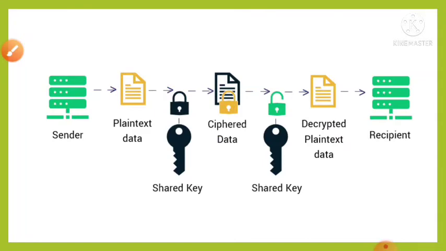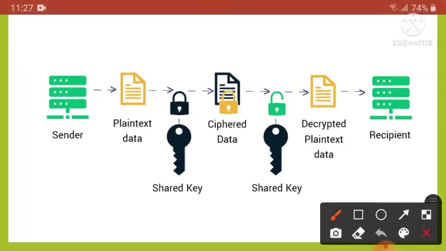Next one is asymmetric encryption. So asymmetric encryption is the second method for encryption. It is also known as public key encryption. In this method there are two sets of keys.